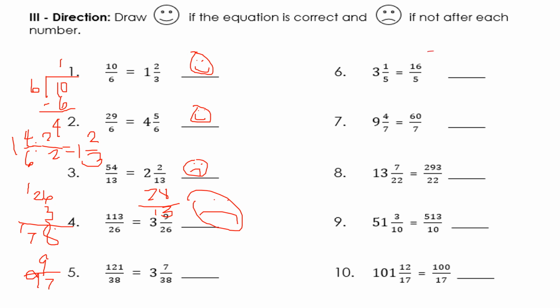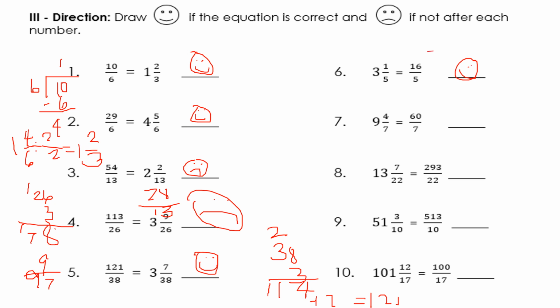Okay. Now what about number 5? The 38 times 3. Okay, so we get 24. Bring down 4, carry 2. 3 times 3, 9. Plus 2, 11. Plus 7 equals 121. So this one is correct. So 121/38. So this one is a smiley face. Okay, next. 3 times 5, 15 plus 1, 16/5. So this one also is a smiley face.